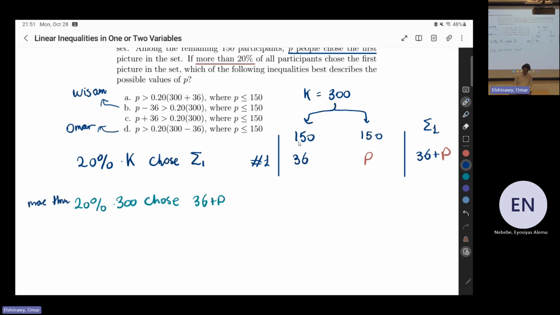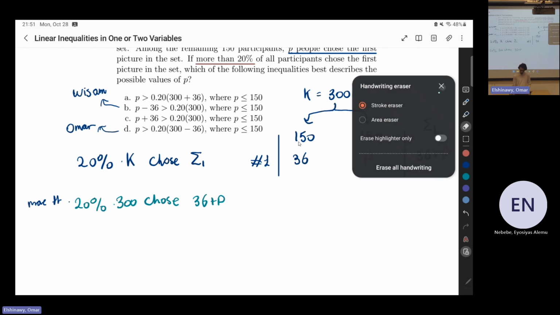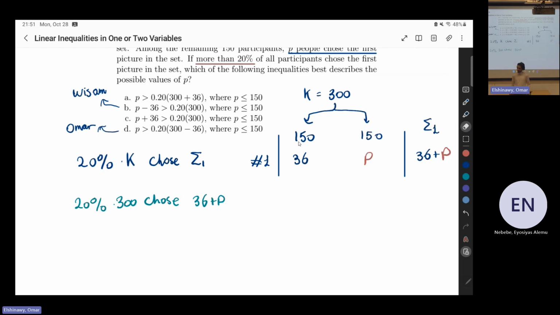60. So the answer is still not clear to us. Let's see what we get. So 20% of 300 is 60. So 60 people.